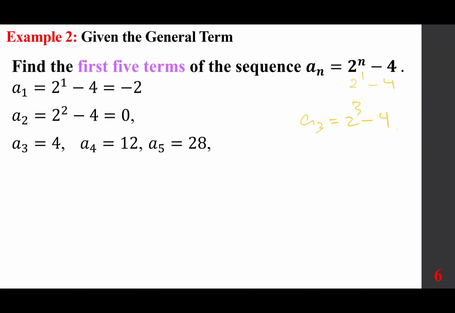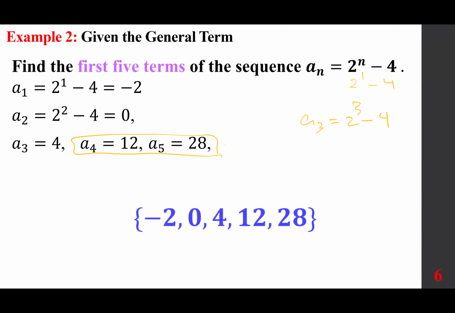And I'm going to leave these two for you as practice to double check to make sure we have them right. 12 and 28.